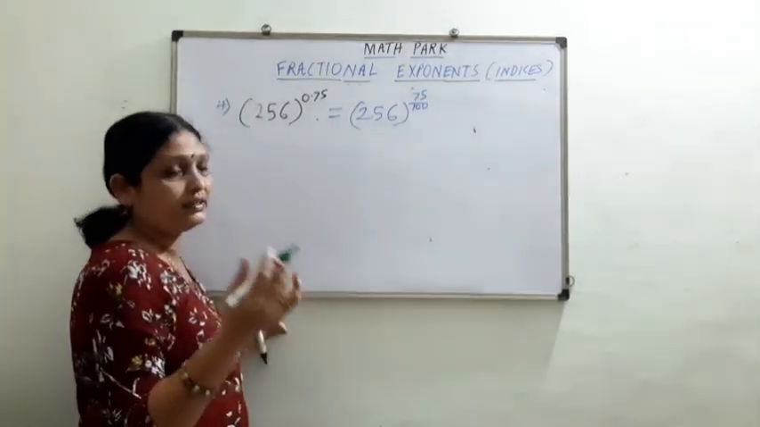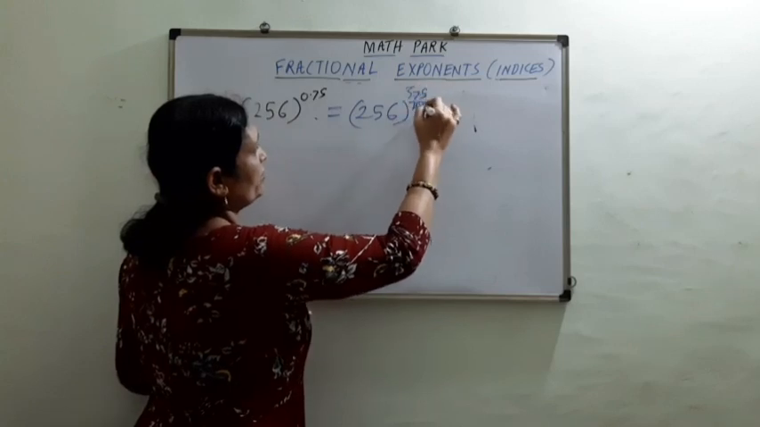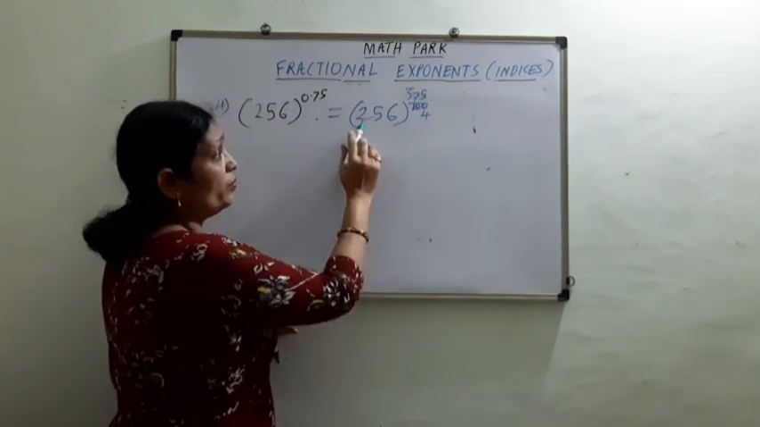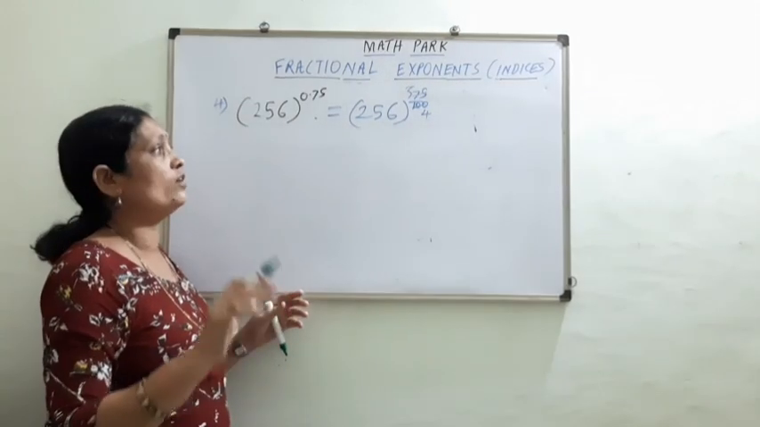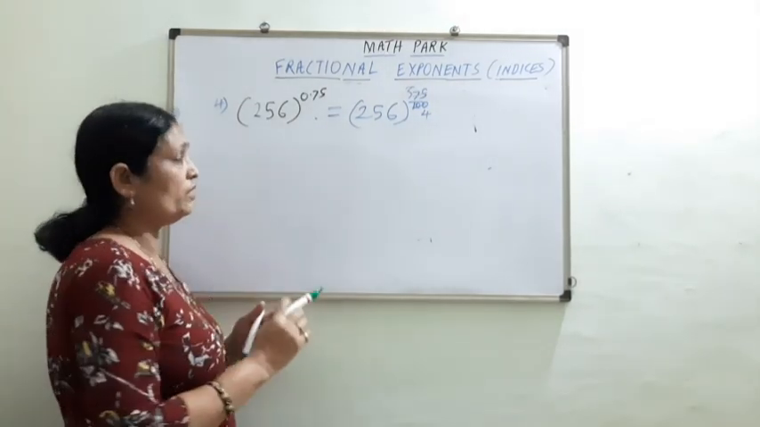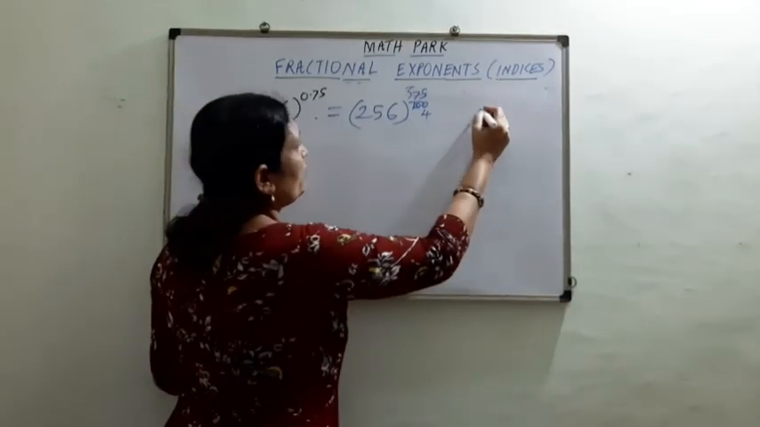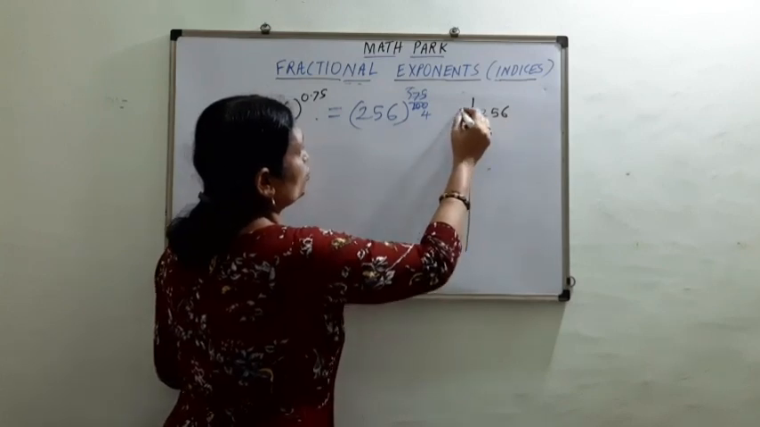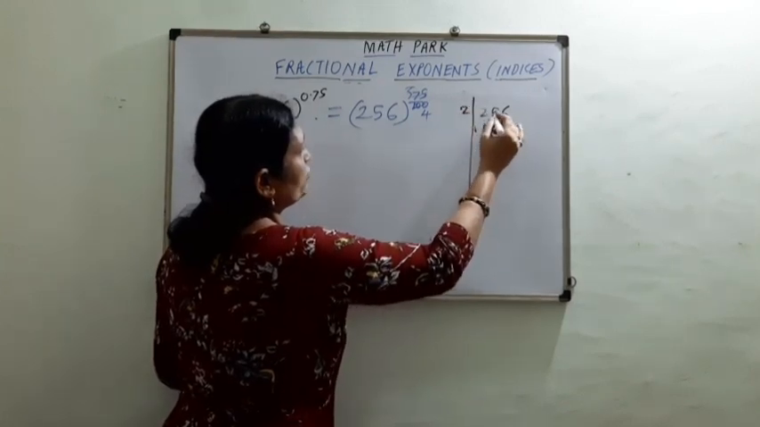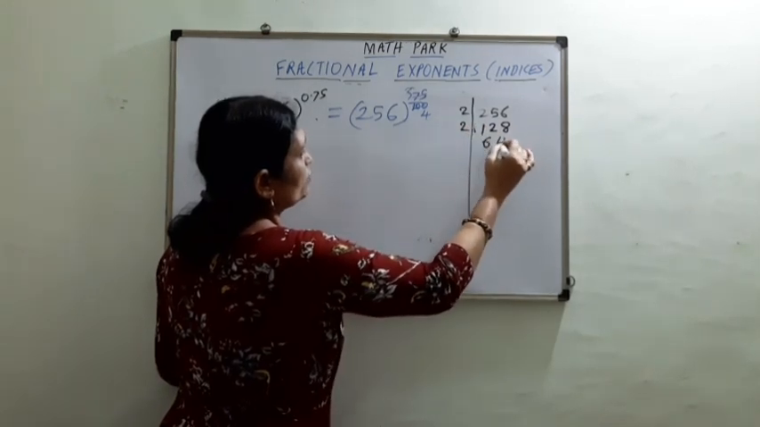75 by 100, the HCF is 25. When I reduce to simplest form, 25 3s and 25 4s are. Now remember, 256 must be fourth power of some number, definitely. So if you don't know what it is fourth power of, you can do the prime factorization. So 256, I divide it by 2. 2 1s are 2, 2 2s are 4, 2 8s are 16, 2 6s are 12, 2 4s are 8.